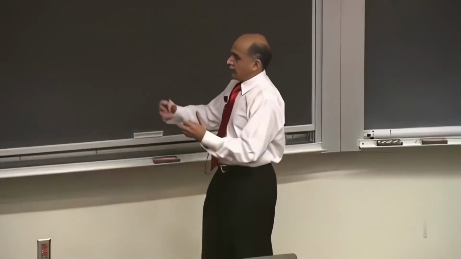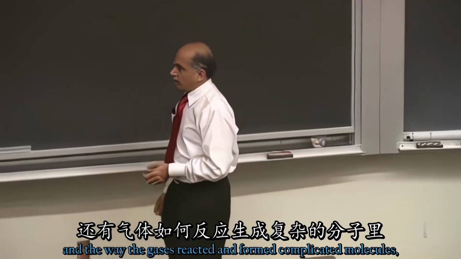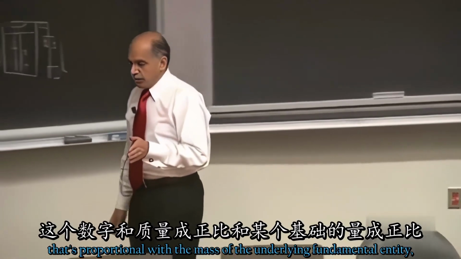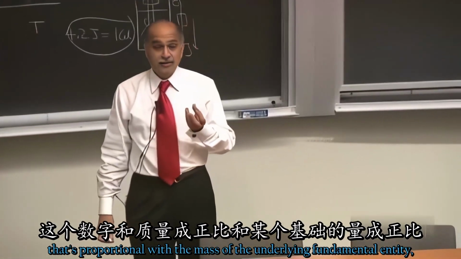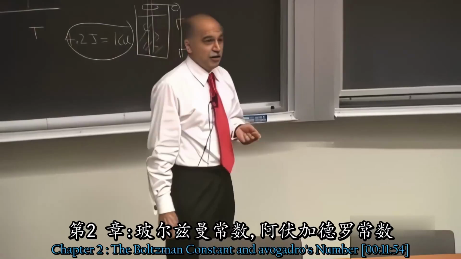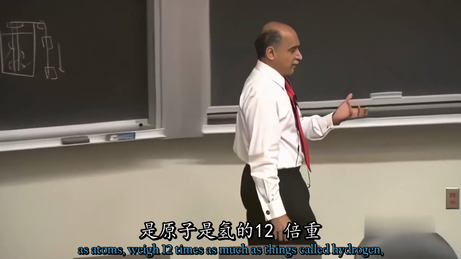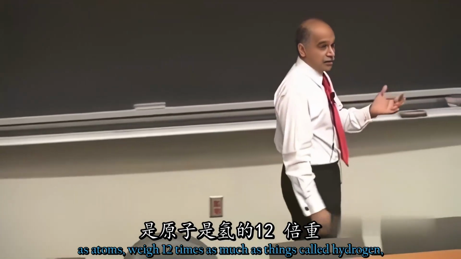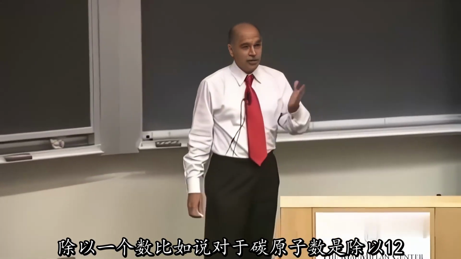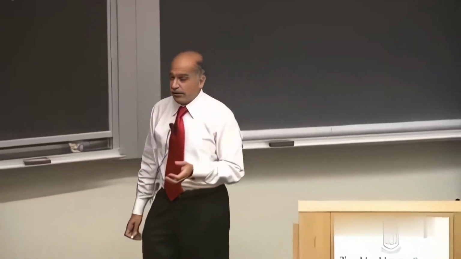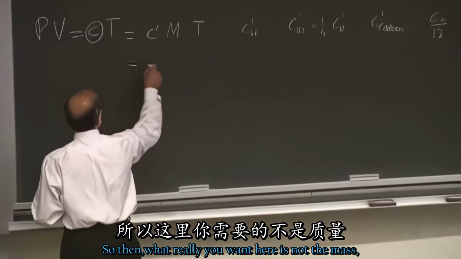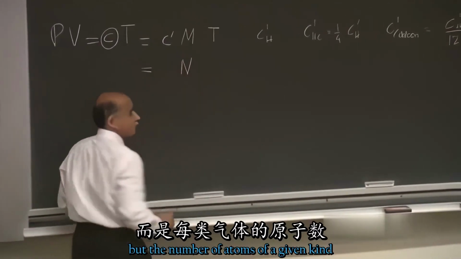But from these integers and the way gases reacted and formed complicated molecules, they figured out what's really going on: you're dividing by a number that's proportional to the mass of the underlying fundamental entity, which would be an atom, in some cases molecule, but I'm just going to call everything an atom. So if things like carbon atoms weigh 12 times as much as hydrogen, then if you took some amount of carbon, you divide it by a number like 12 to count the number of carbon atoms. In the case of hydrogen, you want to count the number of hydrogen atoms. So what you really want here is not the mass, but the number of atoms of a given kind.